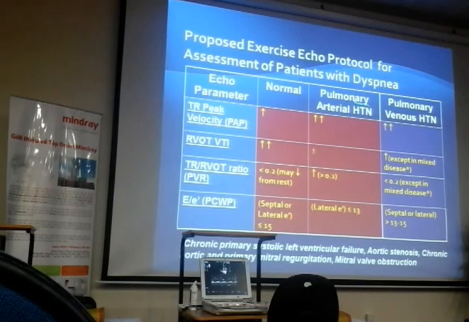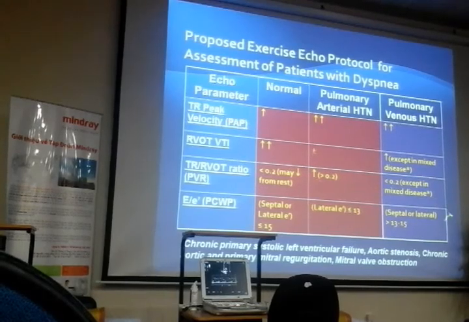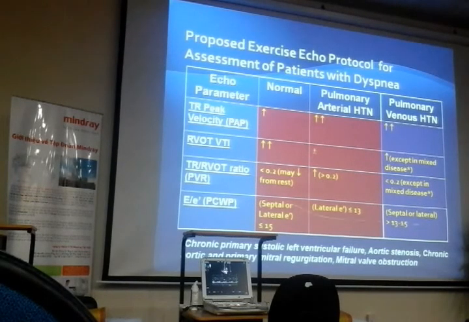The pulmonary venous hypertension patients, like those with diastolic dysfunction, will have an increase in their E to E prime, or pulmonary capillary wedge pressure, but tend to have normal pulmonary vascular resistance.